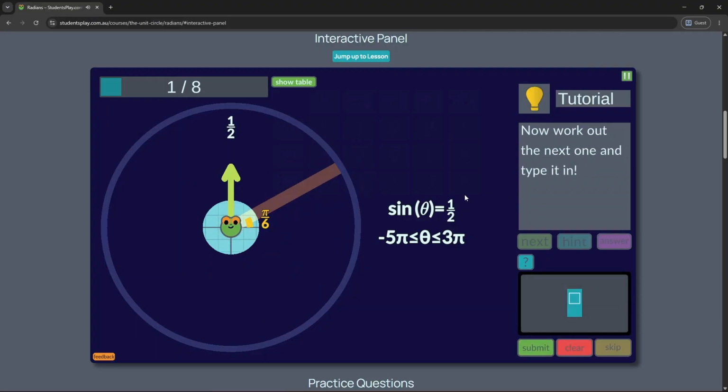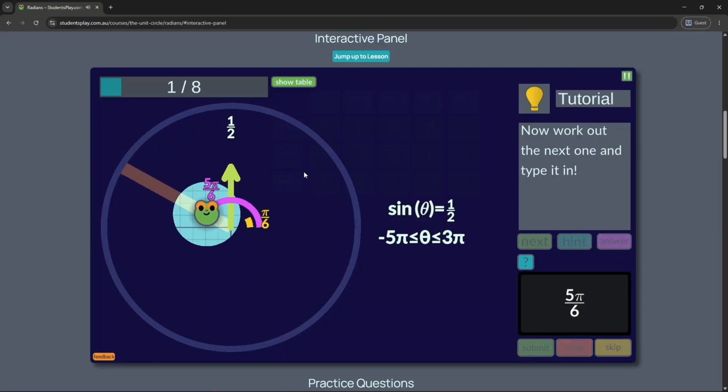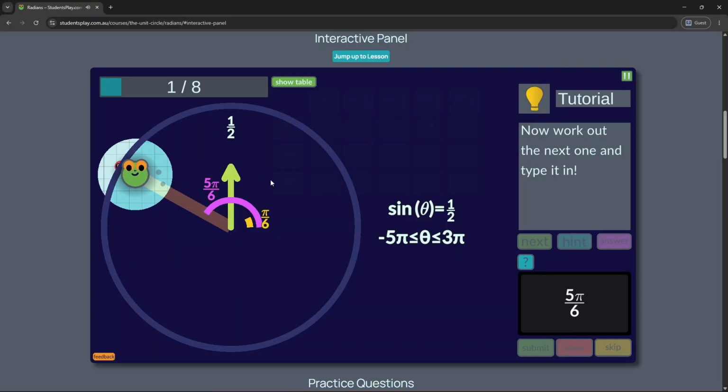Now work out the next one and type it in. Okay, so all the way over here now. And if that over there was pi on 6, this should have to be pi on 6 in here. So we can think about going all the way over to pi. And if we're talking about pi on 6, pi would be 6 pi on 6s to get all the way around. But then if we're going to go back by pi on 6, we only need 5 of them. Okay, nice. You could also count your way around. So like 1, 2, 3, 4, 5. That also works.